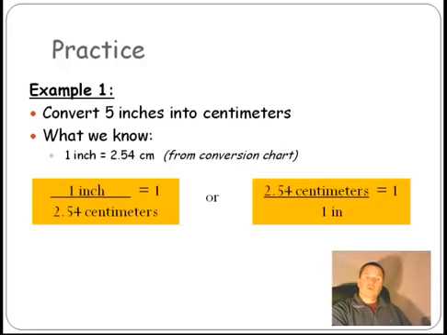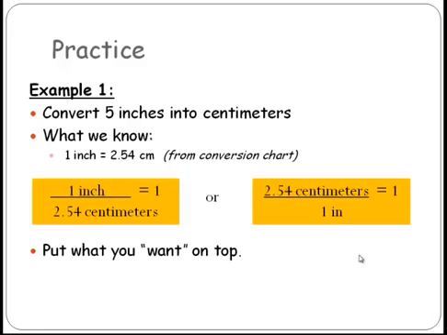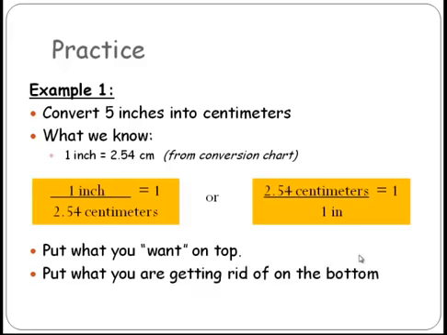Actually, before that, this is what we know. Okay, so the question is, which one of these are we going to want to use? Which one of these conversion factors? The 1 inch over 2.54 centimeters or 2.54 centimeters over 1 inch? Well, the question is, put what you want on top. We want to get centimeters, so that's going to go on top, okay, in this case, and inches goes on bottom. Okay, so what we're getting rid of on the bottom, we're getting rid of the inches, right, because we're converting from inches to centimeters. So in this case, we're going to use the second box.